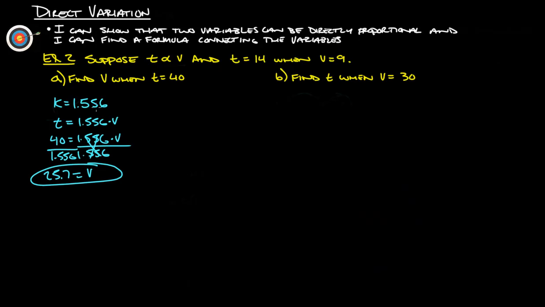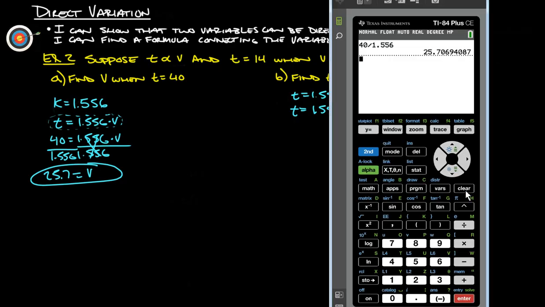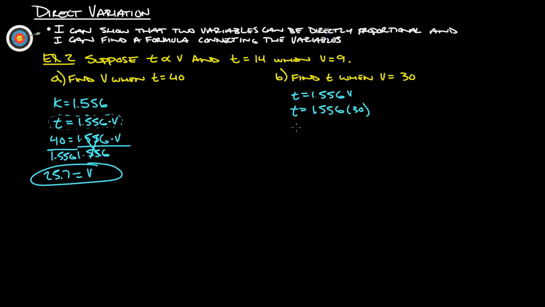We can use this same formula here, t equals 1.556 times v. Now it says find t when v is 30. So t equals 1.556 times 30. We'll get our calculator back out. 1.556 times 30 gives us 46.7. T equals 46.7. That's all we have for direct variation.